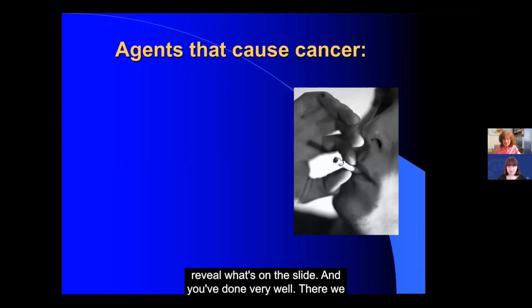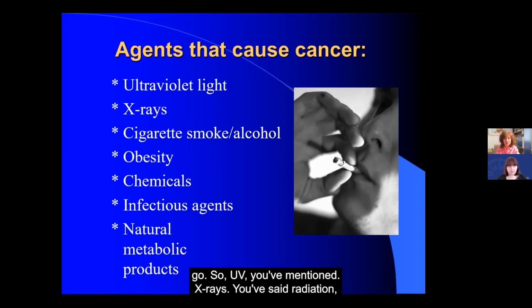So let me reveal what's on the slide. And you've done very well. There we go. So UV, you've mentioned X-rays, you said radiation, so that's fine. Cigarette smoke, did we say alcohol? Great. Alcohol, obesity. Chemicals, and that's from everything from pollution to industrial chemicals, chemicals even in food. Infectious agents, I know you mentioned, so there's some bacteria and some viruses that can cause cancer.